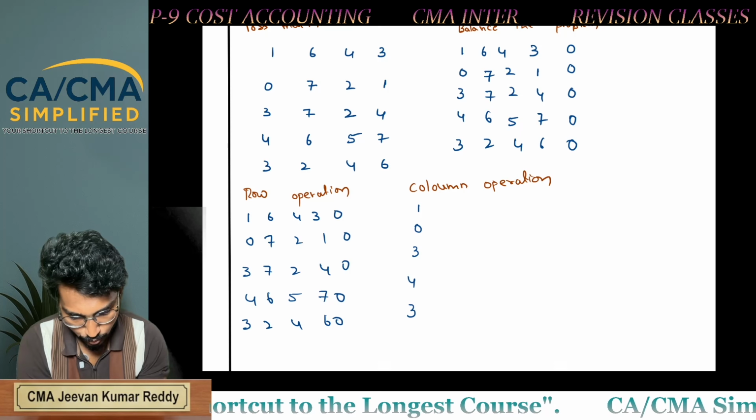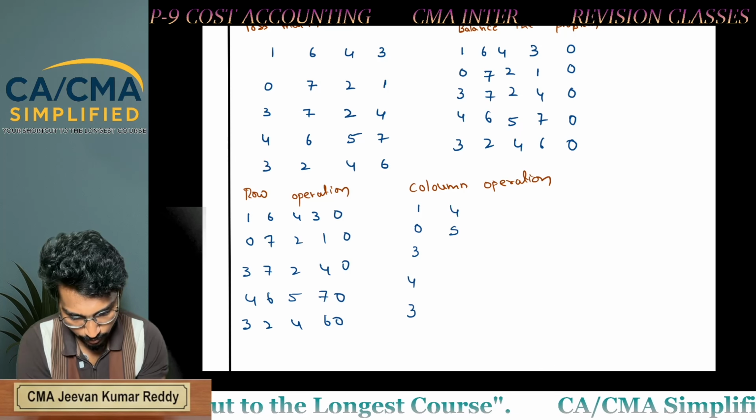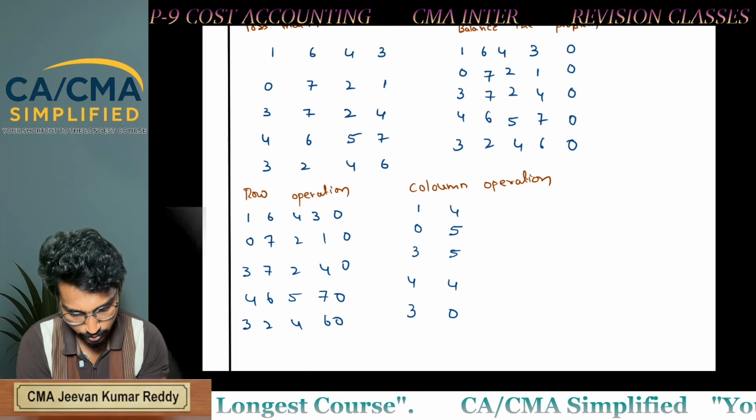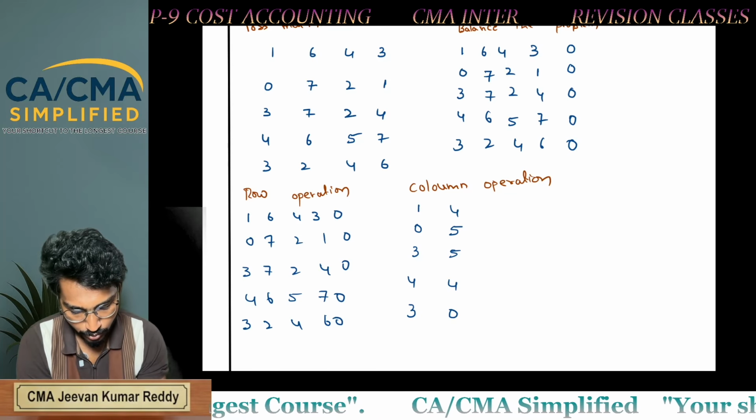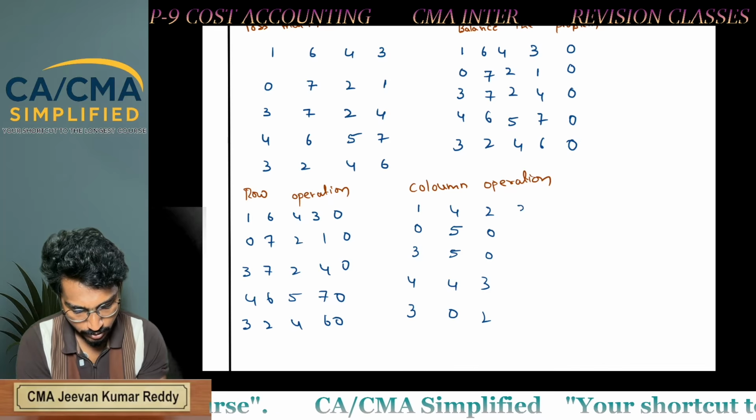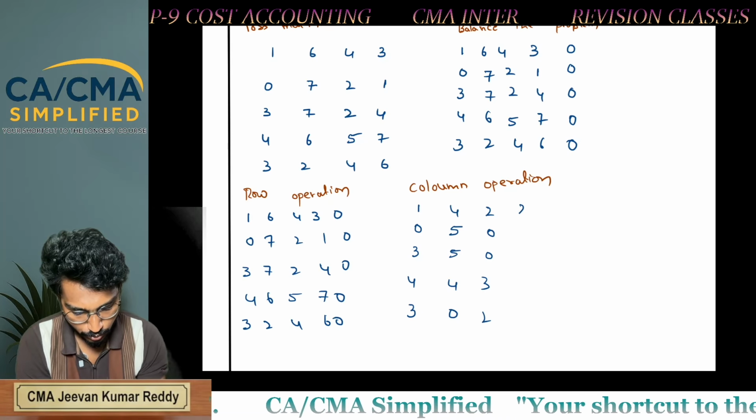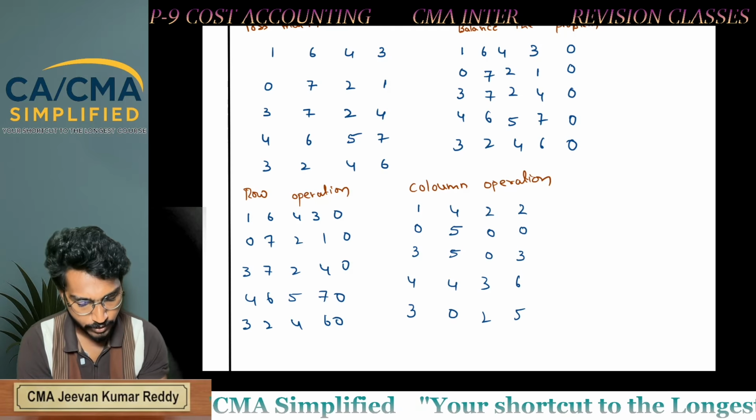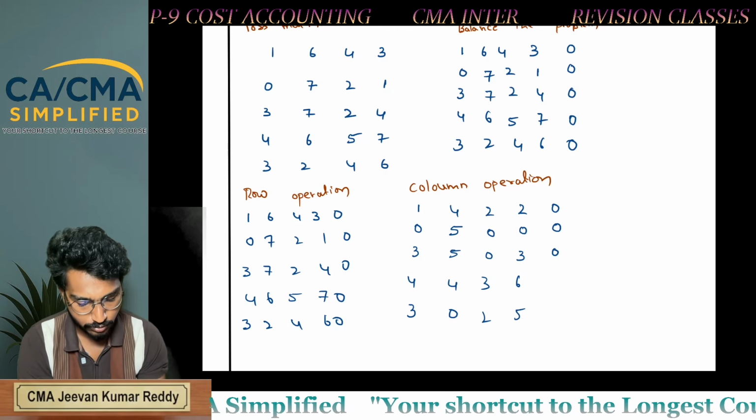What is the lowest number? 2. That means 4 5 5 4 0. Next lowest number 2. That gives 2 0 0 3 2. Next lowest number 2. That gives 0 3 6 5 0 0 0 0 0.